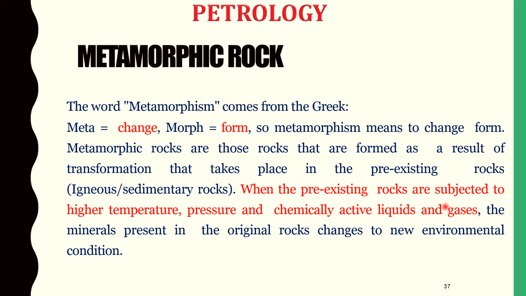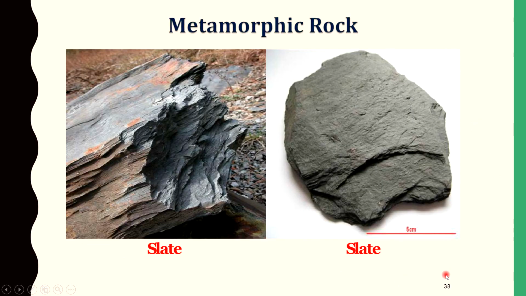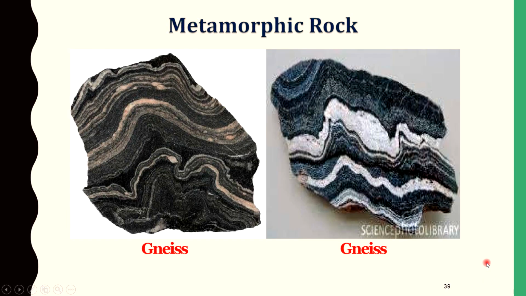Their basic formation or their basic properties change, and that change in properties gives the metamorphic rocks. The minerals present in the original rocks change to a new environment and conditions. Okay, so that is a metamorphic rock. This is slate. It is a metamorphic rock, and this is a layer formation. Gneiss.